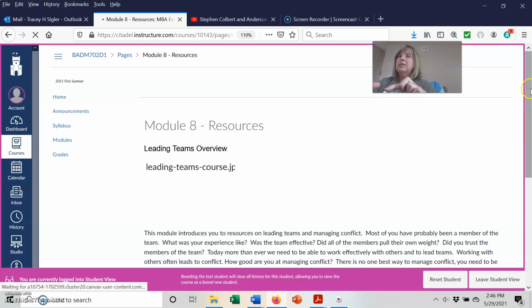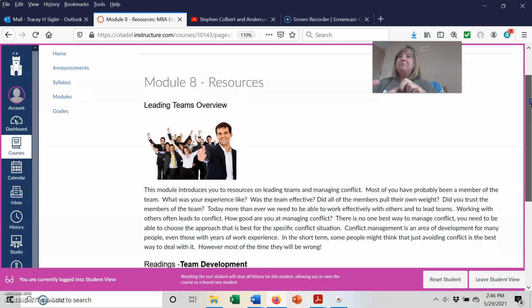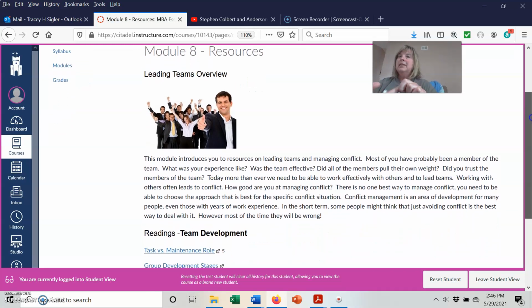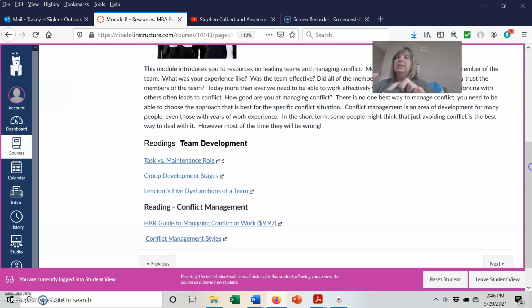The second module for this week is looking at the team level of analysis, covering both teams and the conflict that can develop when we work together in teams. So for your readings, there are 3 links for you to read about groups and teams. And then one of the Harvard materials, Guide to Managing Conflict at Work.